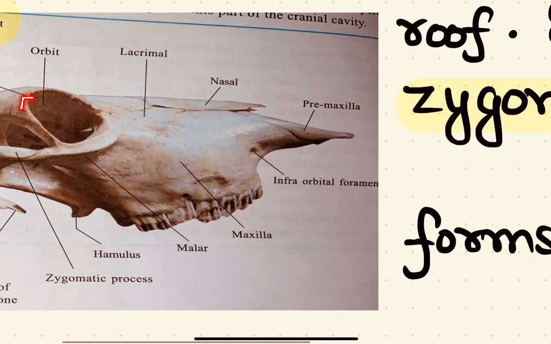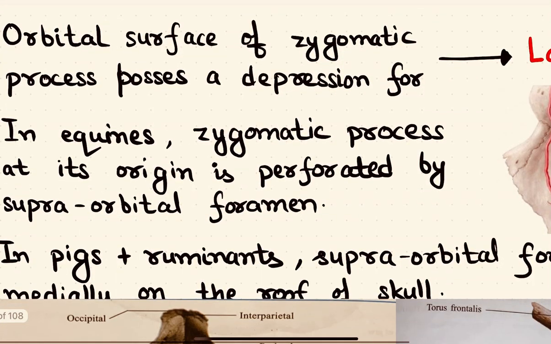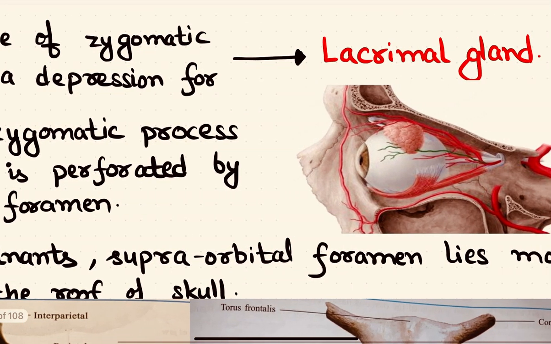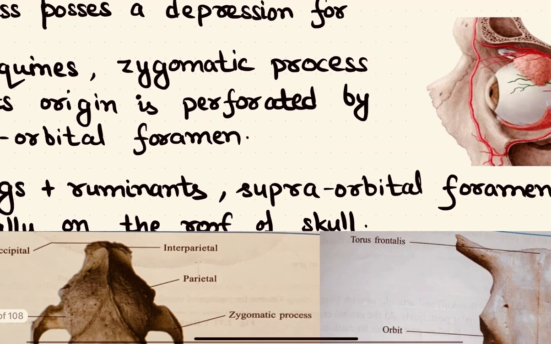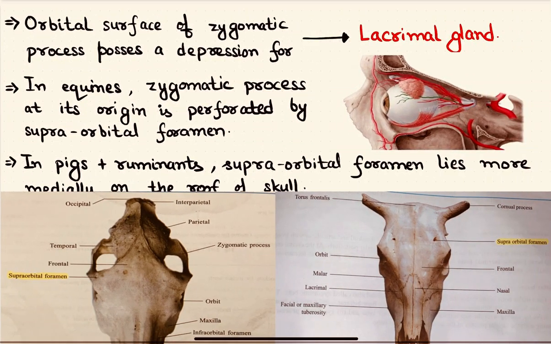This is the dorsal aspect, and here you would find the zygomatic process. Inside the zygomatic process, there is a depression for a gland to fit, and that gland is the lacrimal gland. Like you can see here, this is the lacrimal gland, and it would be covered by the zygomatic process of the dorsal part of the orbit. But in equines, this zygomatic process has some perforations, and that is the supraorbital foramen.